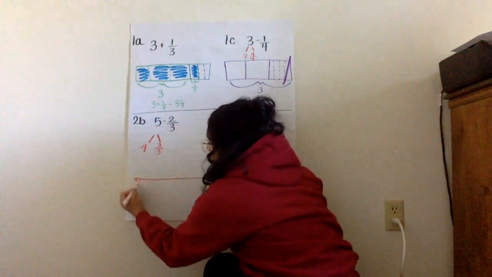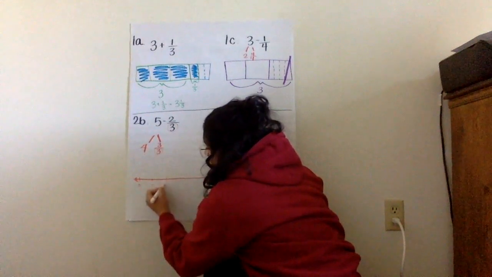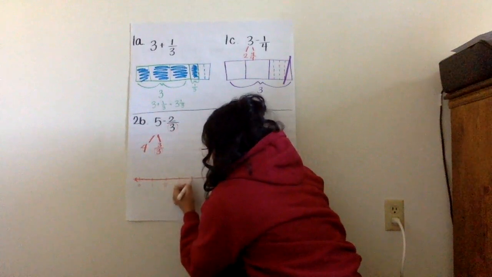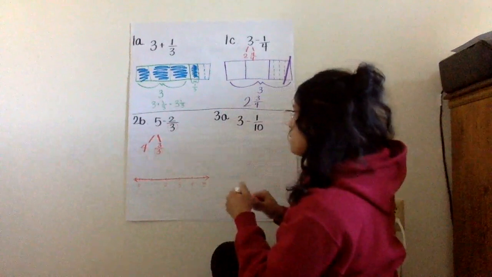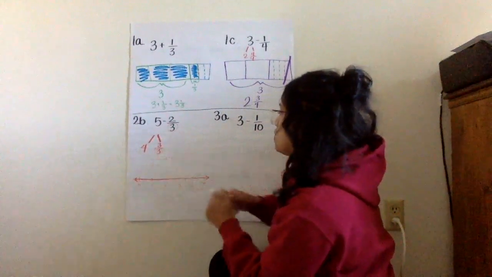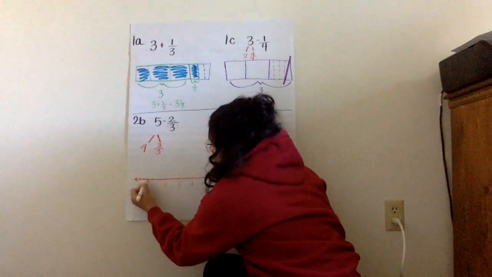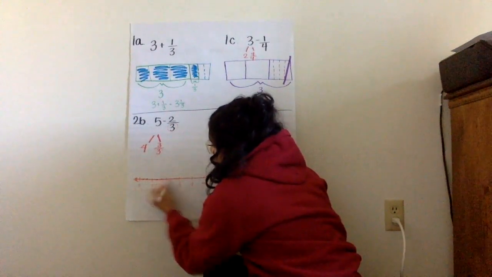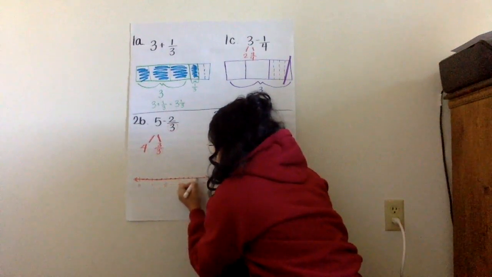I'm going to go ahead and partition my number line, trying to keep those sizes as equal as possible. So I have 5 parts. Now I'm going to partition each of these parts into thirds. 1, 2, 3, 1, 2, 3, and so on.